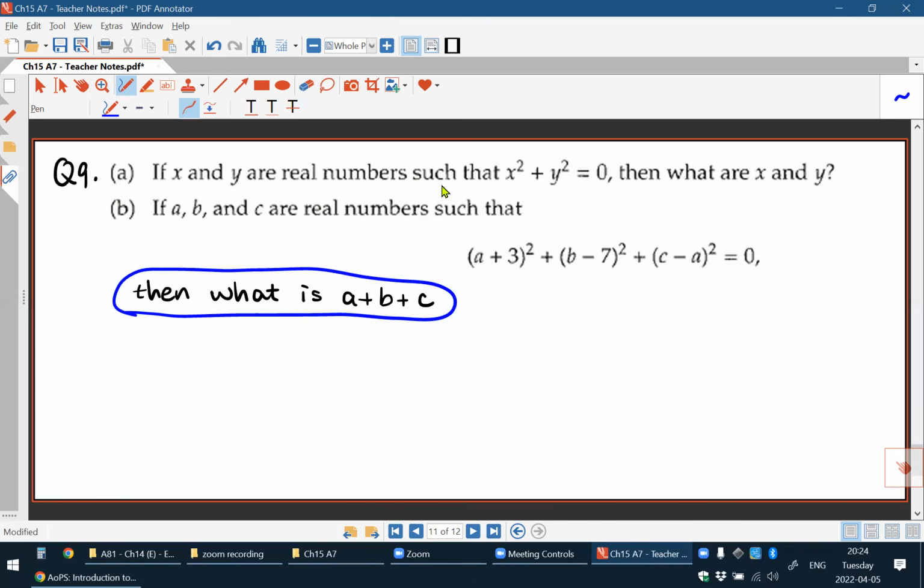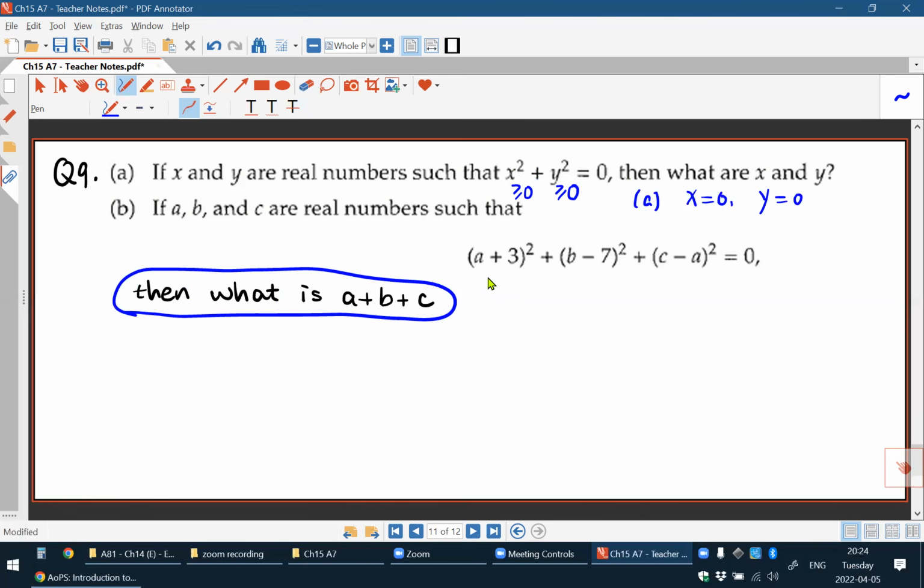If x and y are real numbers such that x squared plus y squared is 0, then what are x and y? Okay, so a real number squared is always greater than or equal to 0, right? Y squared is always greater than or equal to 0 too. Because the sum of these two non-negative numbers is 0, that indicates both of them must be 0. Otherwise, the right side cannot be 0, right? So for the first question, x must be 0 and y must also be 0, right?